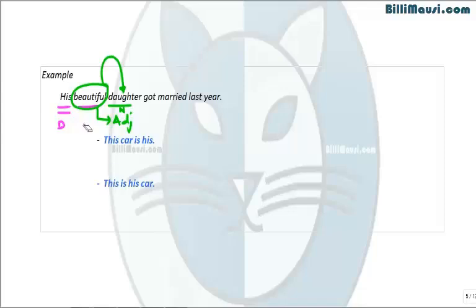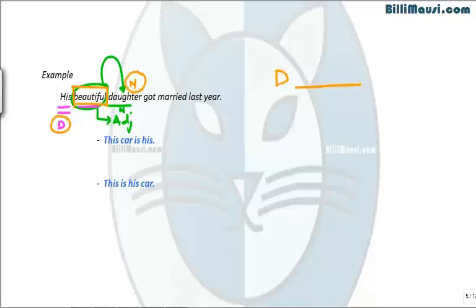Now let's look into rule number 3. Other adjectives can come between a determiner and its noun referent. So here daughter is the noun and the adjective beautiful is coming between the determiner and its noun referent. So as mentioned in rule number 3, an adjective can come in between the determiner and its noun referent. Let's go to the next two examples.